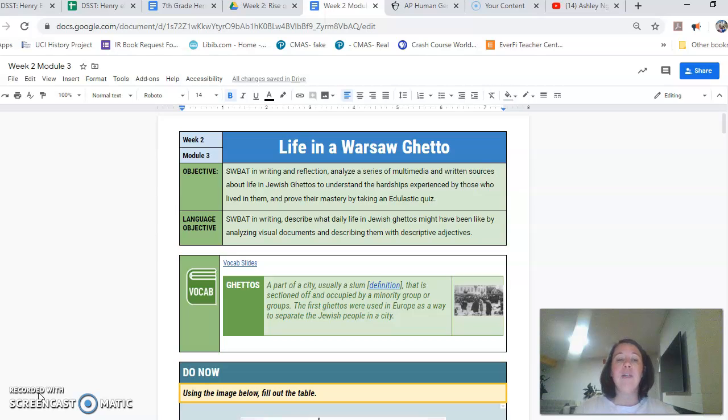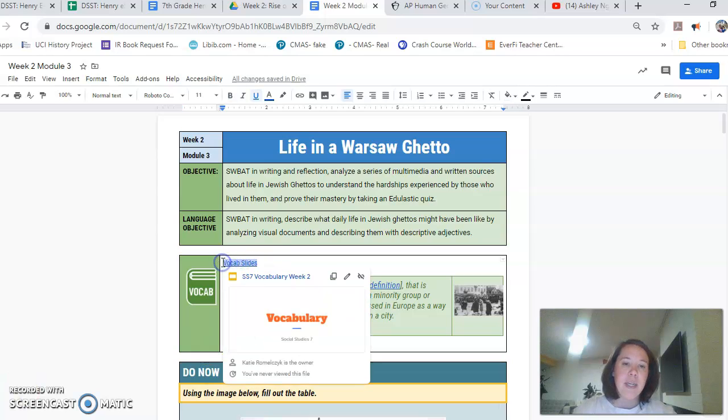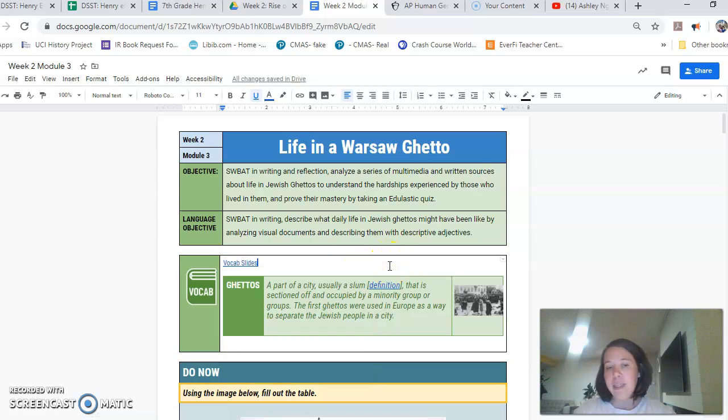Again, our language objective for this lesson is that you will be able to, in writing, describe what daily life in a Jewish ghetto might have been like by analyzing visual documents and describing them with descriptive adjectives. Let's take a look at our vocab for today. Again, you have access to those vocab slides here. You can click on them, pop them open. But again, we have the words here as well.